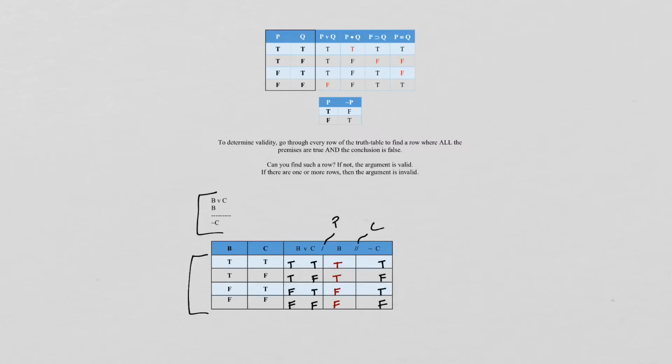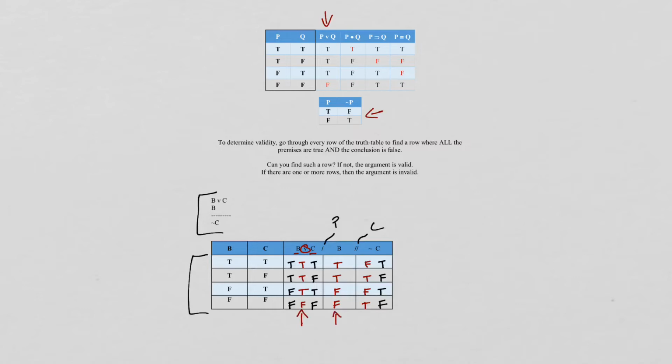Now we need to go back and bring the B and the C together with the wedge, using this as our guide. True or true, which is true. True or false, true. False or true, true. False or false, false. Now we're going to go to the negation. If C is true, not C is false. True, false, true.